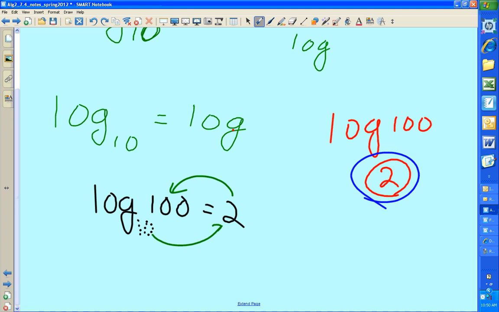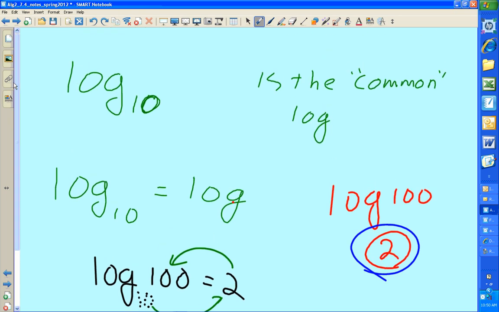The log is just a power, and that's it. If the log is base 10, we call it common log, and on your calculator LOG means common log.